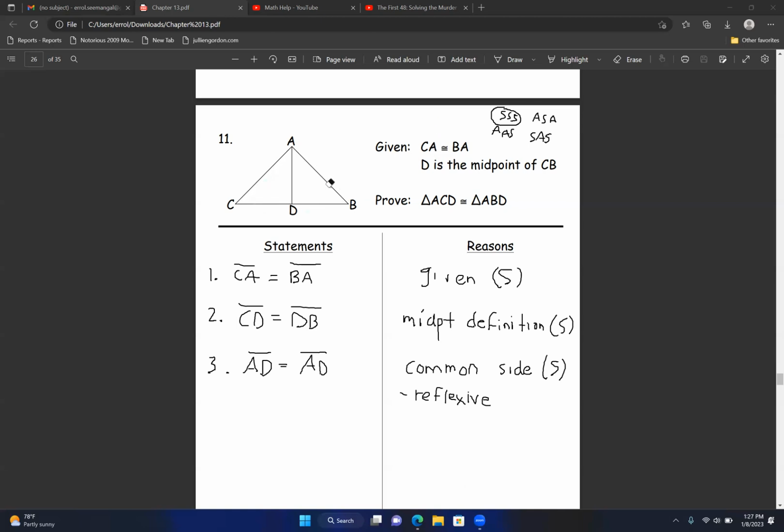Okay, and then what's number four? Triangle ACD is congruent to triangle ABD. By what property? SSS congruency. Side, side, side. Okay, good. That one's pretty easy, right? Yeah. Not too hard.